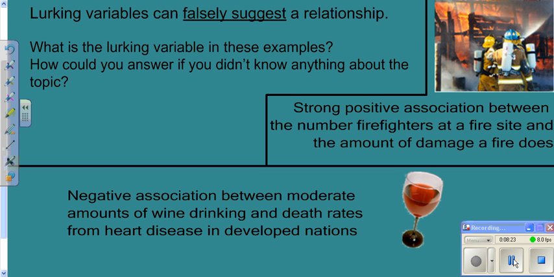Also, there's a negative association between moderate amounts of wine being drunk and the death rates by heart disease in developing nations. So in other words, the more wine that's drunk in a developing nation, the lower the death rates by heart disease. Well, the lurking variable here is that for the most part, wine is not a poor man's drink. So if they're drinking wine, the country overall has a better standard of living. And if you have a better standard of living, you have better health care.